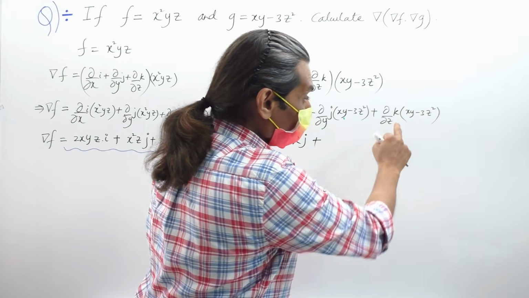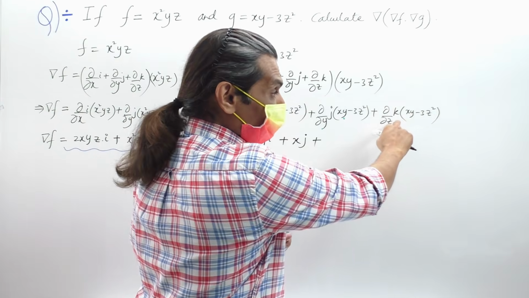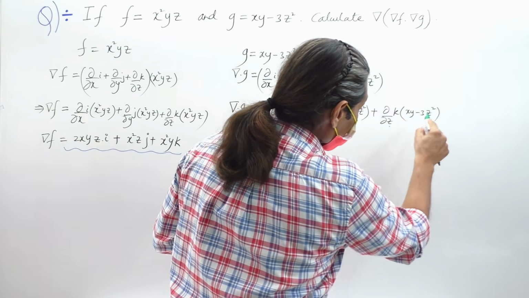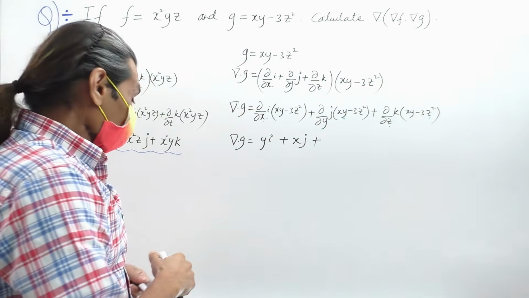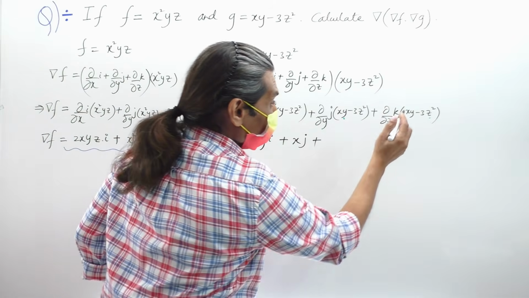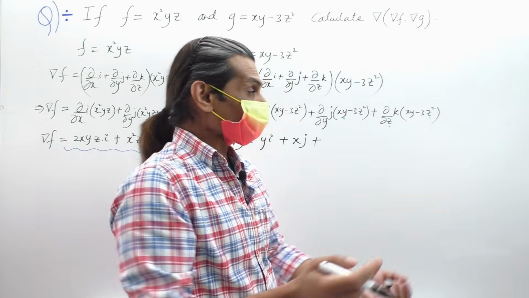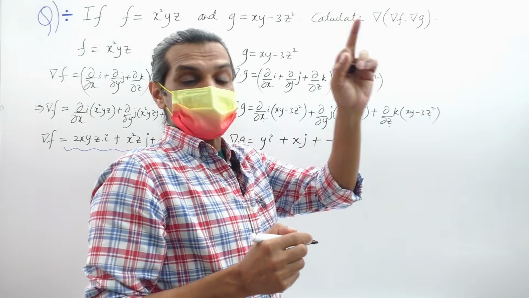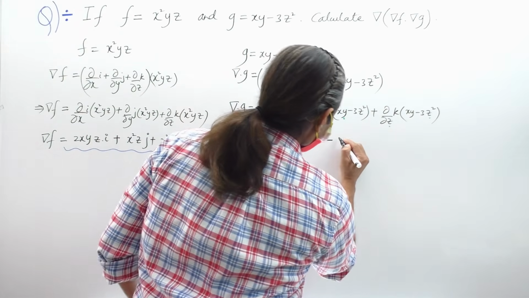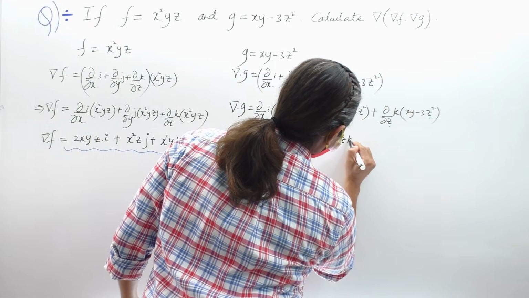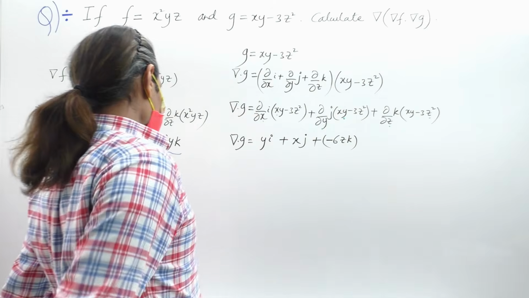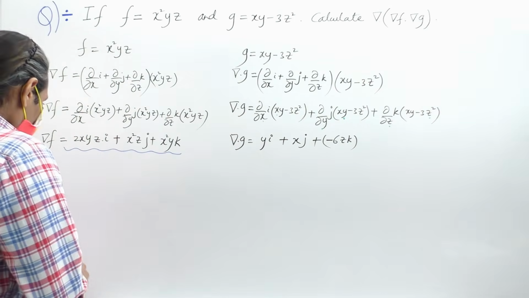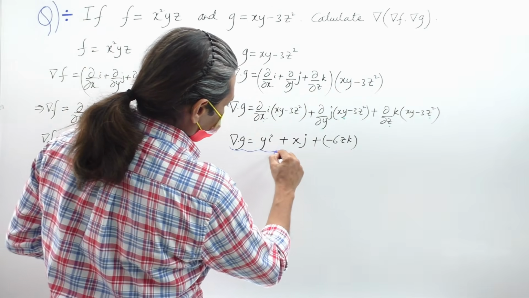Plus lastly ∂/∂z. See here, ∂/∂z of xy, z is only here. So ∂/∂z of xy is 0, no z term, minus differentiation of 3z². The differentiation of z² is 2z, so 2 into 3 is 6. So minus 6z into k. That's it. So we found del f and we found del g.